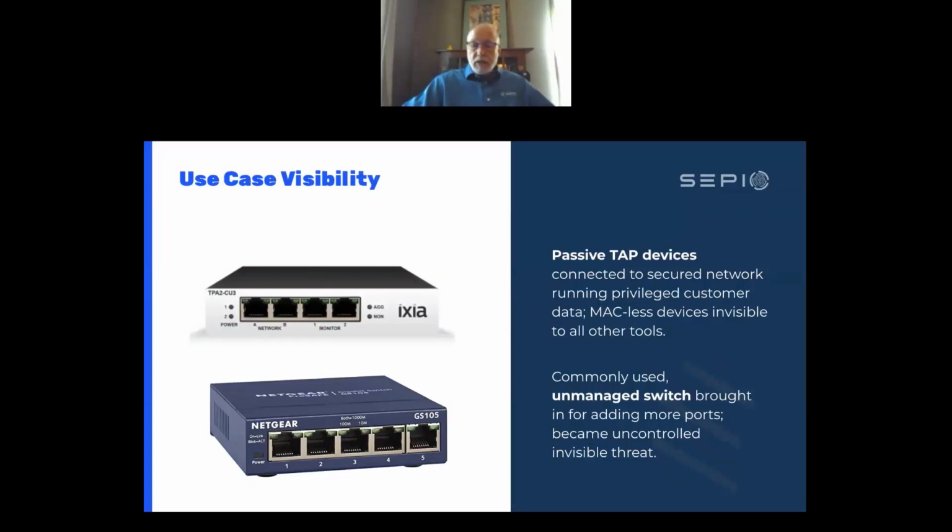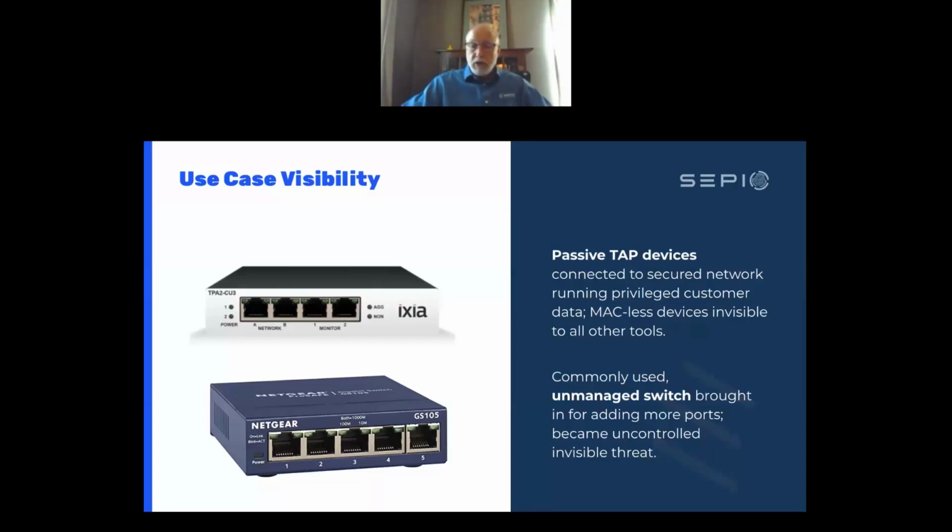So here are some examples of devices that Sepio sees that other tools simply cannot see. Because we're using the electronic fingerprints of devices, we're able to detect, for example, passive taps, MAC-less devices, and out-of-band taps. Now in this case, we have a tap and an unmanaged switch. Sepio can detect these because they affect the electric fingerprint that is captured by the port on the switch. So we are able to detect a device that's hanging out there just on the wire because it affects that data set, the metadata, that we're collecting from the switches.